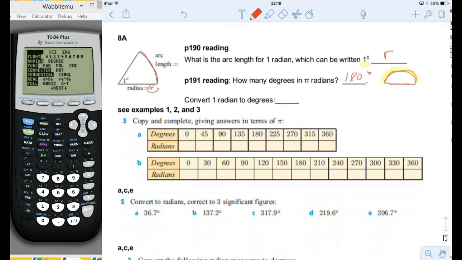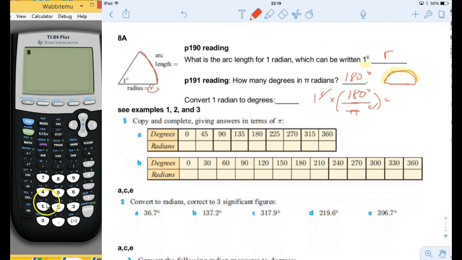Convert 1 radian to degrees. Okay, we could take 1 radian, and then we're going to multiply it by a conversion factor. The conversion factor on the bottom is going to have pi radians, and on the top, it's going to have 180 degrees. So the radians cancel out, and we get 180 divided by pi.